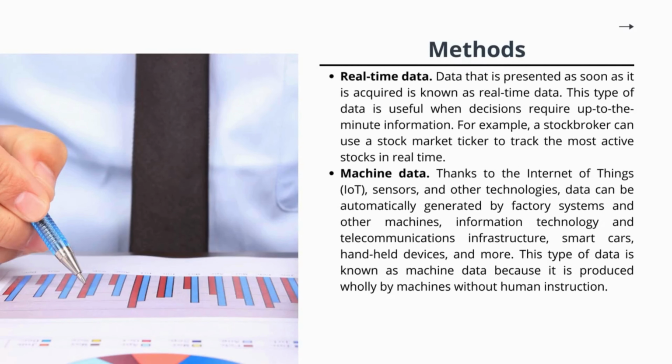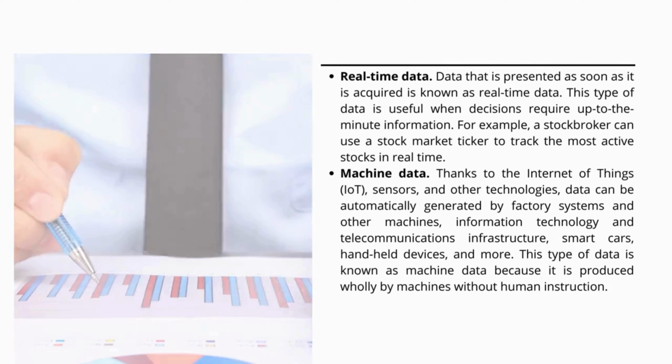Real-time data. Data that is presented as soon as it is acquired is known as real-time data. This type of data is useful when decisions require up-to-the-minute information. For example, a stockbroker can use a stock market ticker to track the most active stocks in real time. Machine data. Thanks to the Internet of Things, IoT, sensors, and other technologies, data can be automatically generated by factory systems and other machines, information technology and telecommunications infrastructure, smart cars, handheld devices, and more. This type of data is known as machine data because it is produced wholly by machines without human instruction.